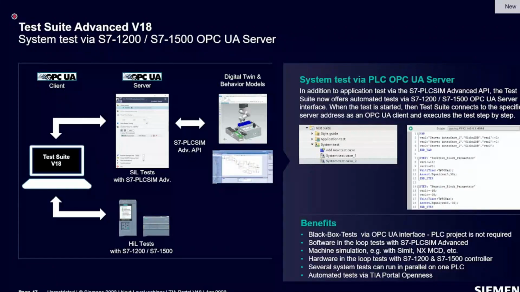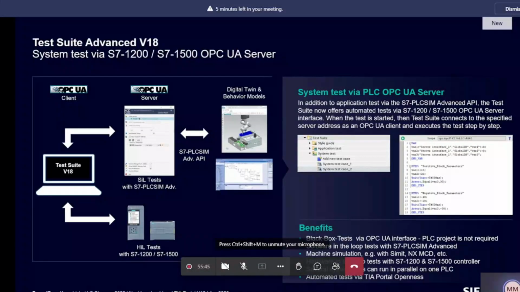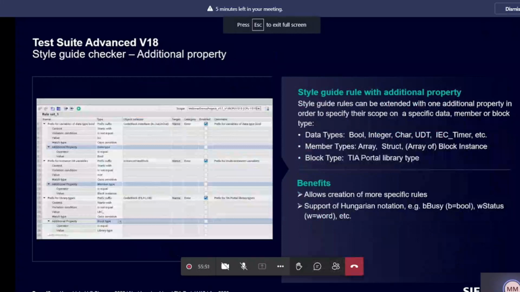Let's see what innovations happened in test suite with version 18. Previously, the test suite would use PLC Sim Advanced as a test bench, which means it creates an instance of PLC Sim Advanced and does the test. Right now, you can use the actual hardware to run the test suite, which is nothing but connecting to the hardware via the OPC UA server interface. What is the benefit of using the hardware? You can run hardware-in-the-loop tests, software-in-the-loop tests and black box tests. These are the three types of tests which we will do in the software. The same testing can be incorporated in the automations also.